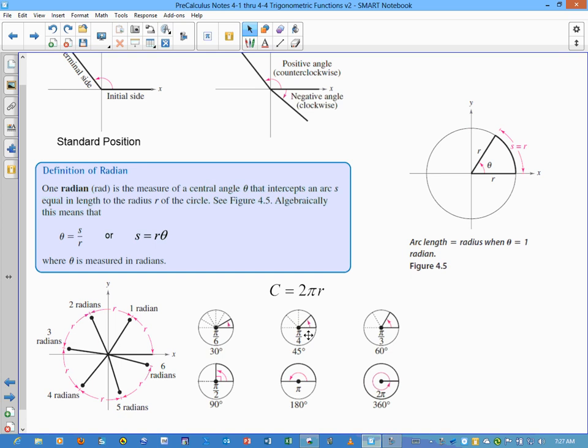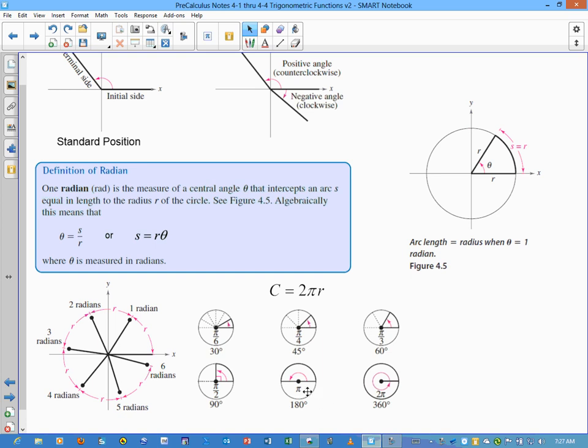Now notice with the radian measure, there's no unit written after that. That's because in mathematics, radian measure is the default measure for angles. If you're in degrees, then you have to put the degree symbol. Otherwise, by default, it does mean radians.